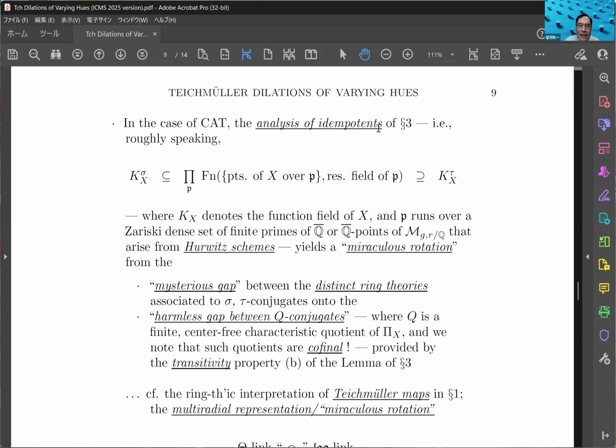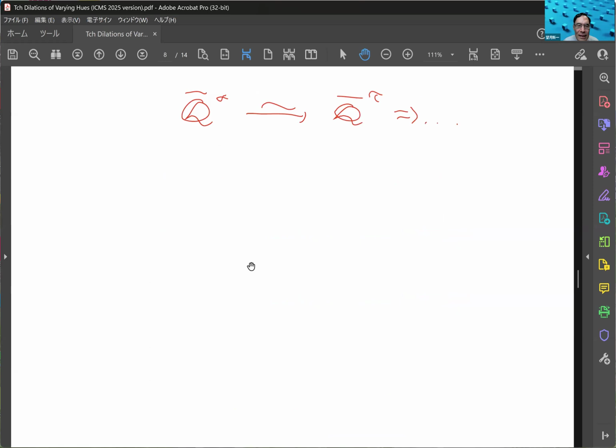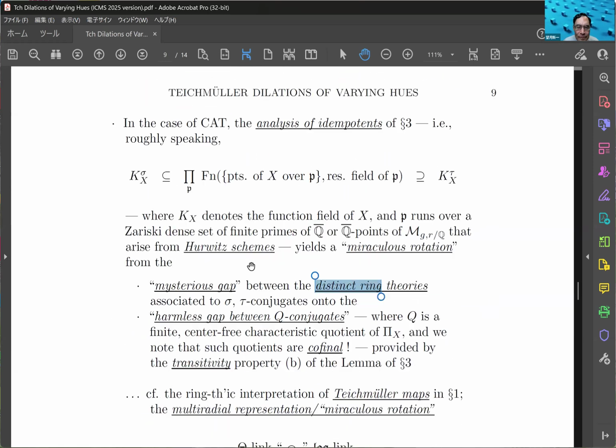And the point is that this analysis of idempotence in section 3 allows one to achieve a sort of miraculous rotation of the sort that we observed in the case of IUT, between the mysterious gap constituted by these distinct ring structures. So this is what I was discussing here. Right, so the distinct ring structures associated to sigma and tau, that's mysterious. That's what we don't understand.